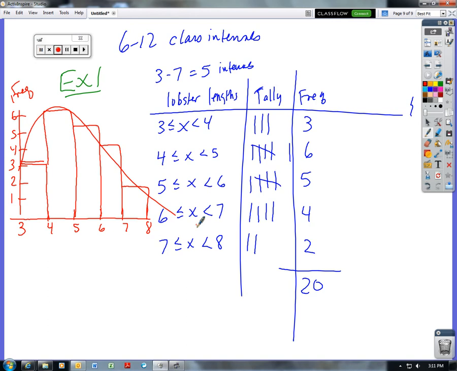Does it ask us for that? Yeah, it's going to ask us for that. State the modal class. The modal class is the most often. It's the highest bar. It's from 4 to 5. So the modal class is from 4 to 5. And it's skewed positively, so positively skewed.